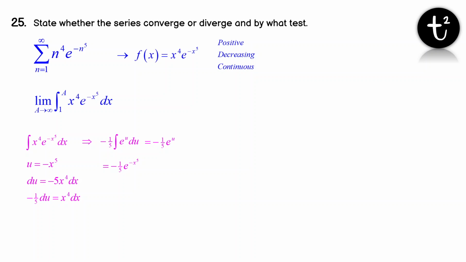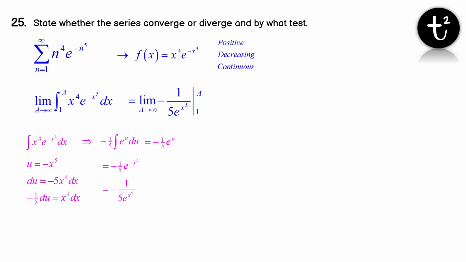And even though the problem presented this with a negative exponent, I really don't like working with negative exponents, so I'm going to move the term e to the -x to the 5th into the denominator, and that's going to make that power positive. It's going to eliminate that negative exponent for me, which is really important if you're working with limits as infinity. All right, so back to my original problem. We have the limit as a approaches infinity of -1 over 5 times e to the x to the 5th, evaluated from 1 to a.